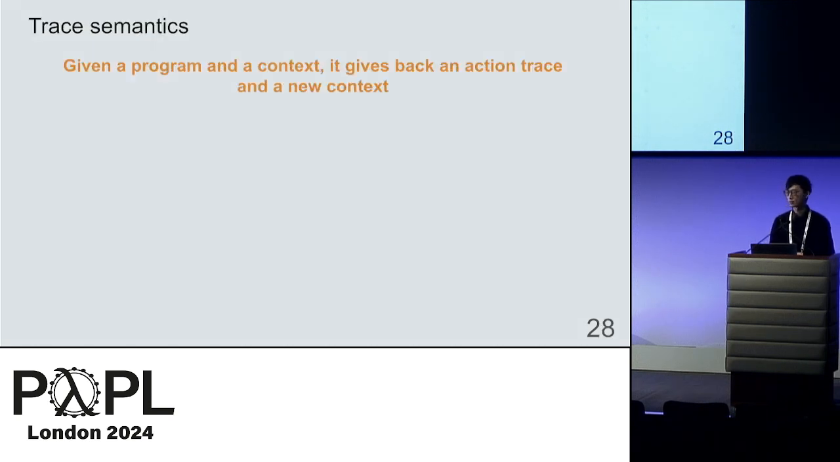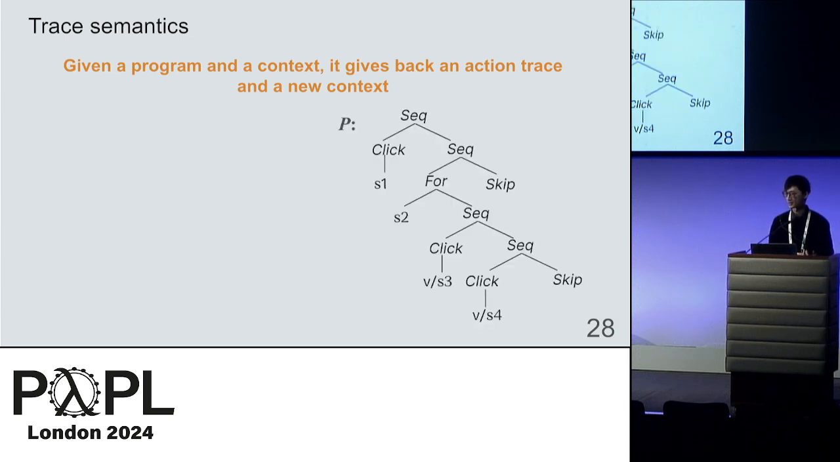In the synthesis problem, we use so-called tree semantics in this domain to evaluate our programs. That is, given a program and a context, it should give you back an action trace and a new context. And here's an example. Given one program in our language like this, there's one click followed by a loop statement. We will evaluate as follows.